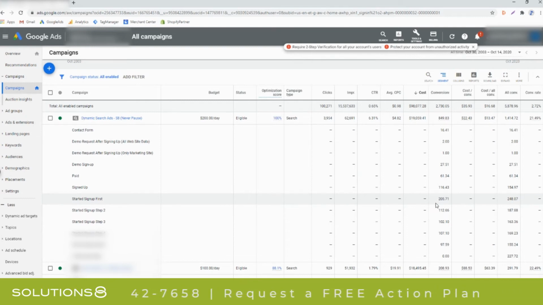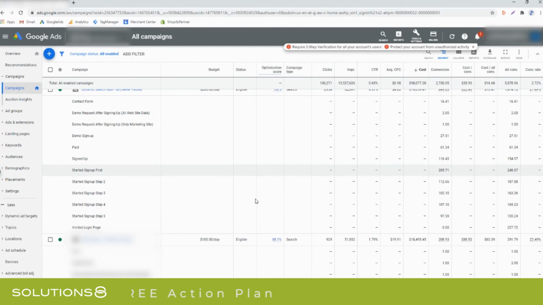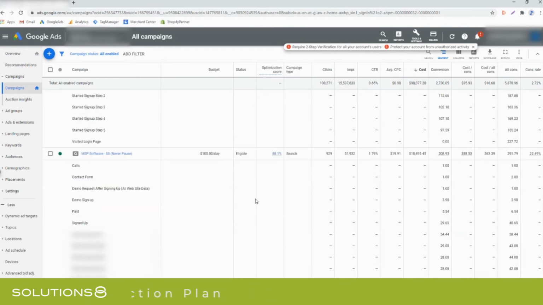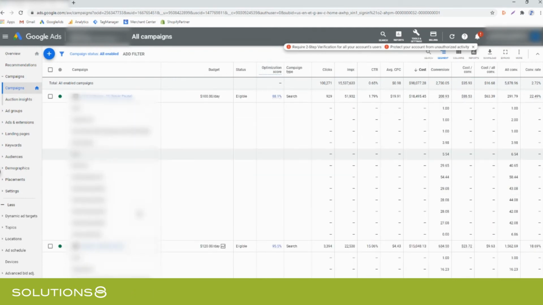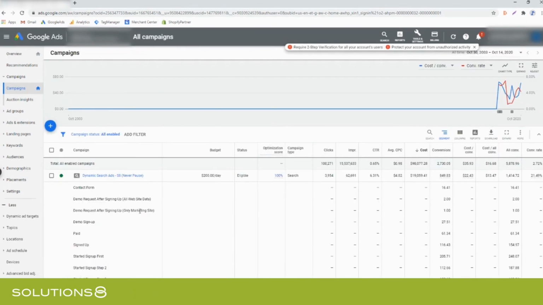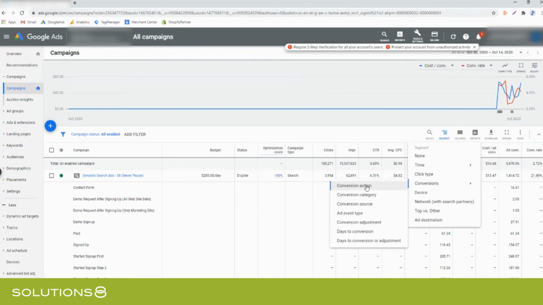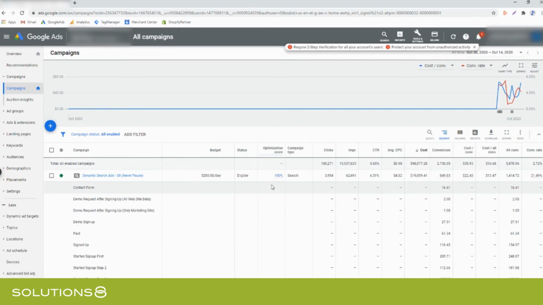And obviously something we've been working on with the client, but I just wanted to point out this fact that segmenting by conversions is really helpful when you want to see what steps people are taking in terms of converting. And we can do this on each of our campaigns. In order to do that, when you're looking at your campaigns, just go up to segment and then conversions, and then you're going to segment by conversion action, and it's going to split up all of your conversion actions on a campaign basis.